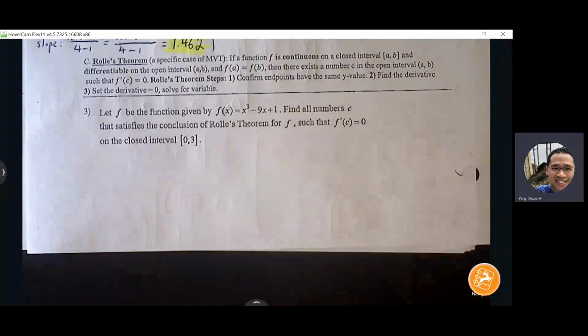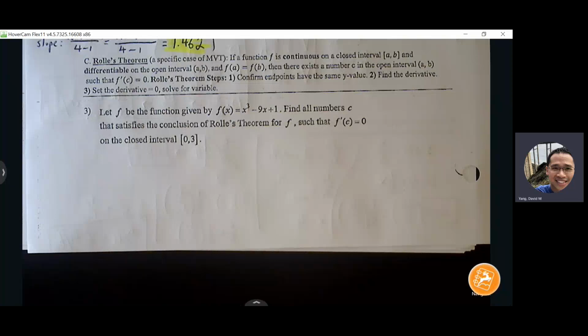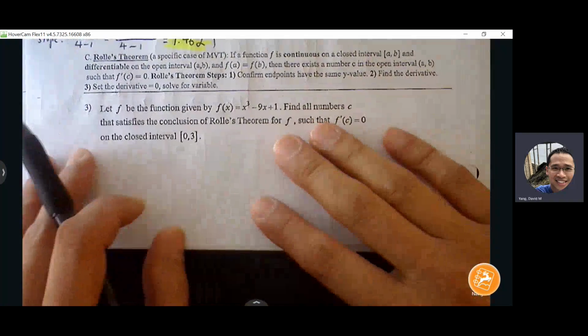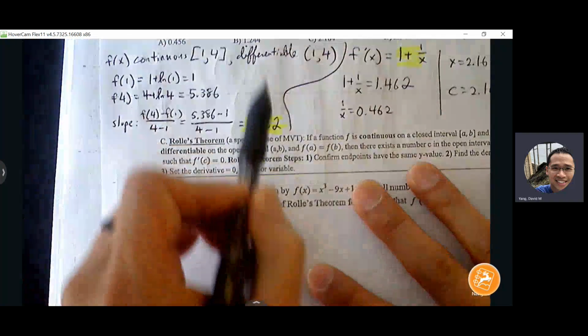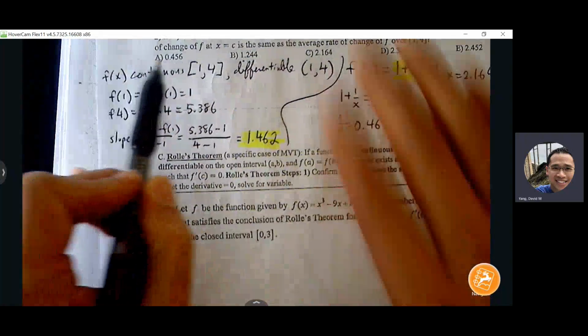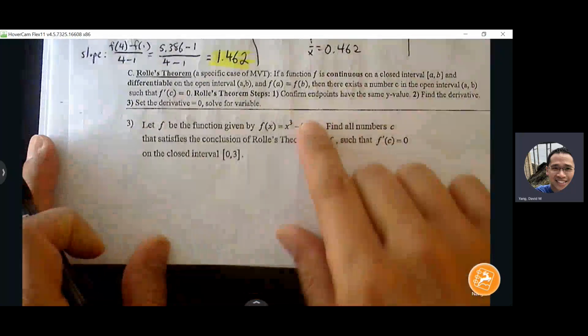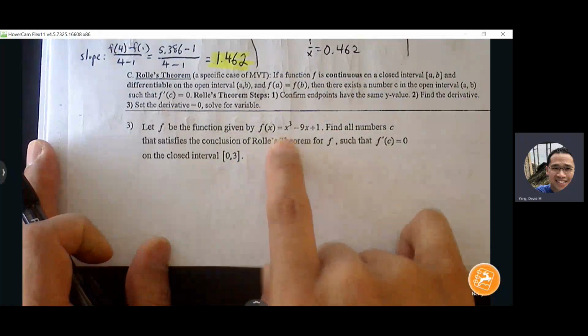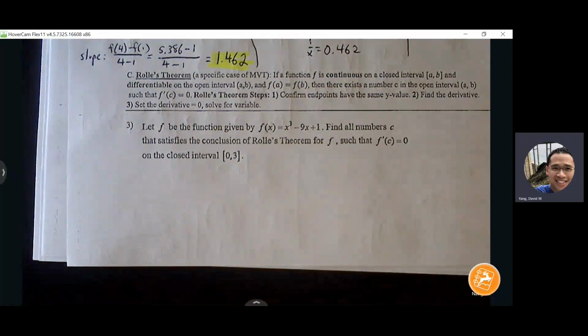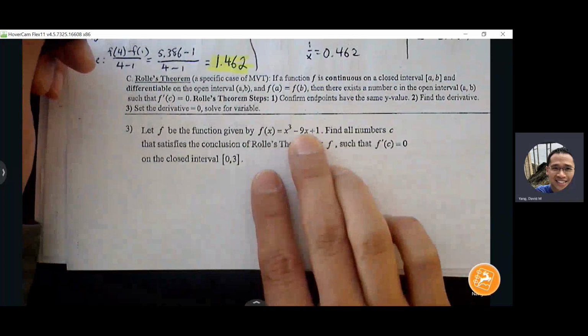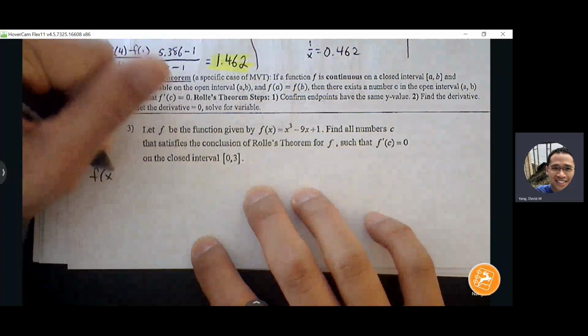Okay, so let the function be given by f of x. Find all the numbers c that satisfy the conclusion, such that f prime of c equals 0. Now, when you see Rolle's theorem, you step through the same steps as the mean value theorem. It's just that when everything is said and done, you should be staring at a slope of 0 instead of something like 1.462. That's the only difference. So same things here. We're still going to take our ordered pairs, plug into the function, and get the y values. Same steps. We have a polynomial, so our function is continuous and differentiable, just like before.